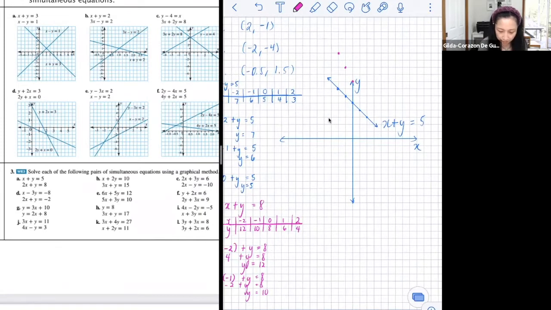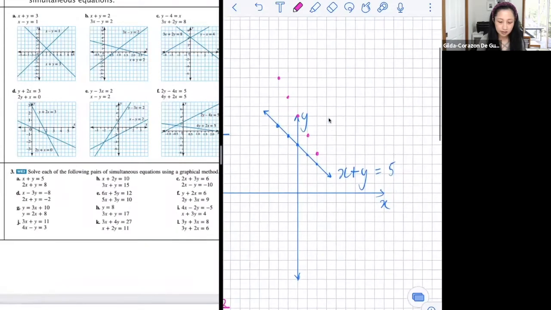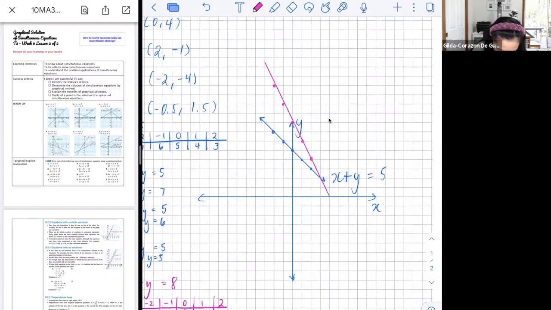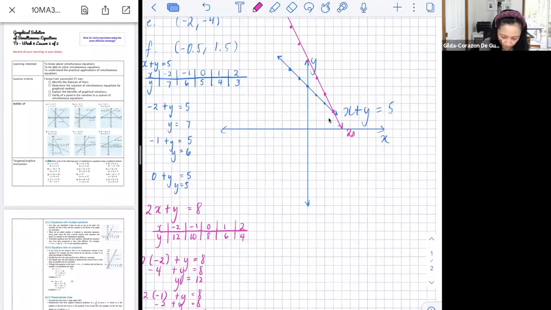And then we have 1, 6, and then 2, 4. Okay, and now you want to draw a line through those points. We would have that. And it looks like this. That's their point of intersection. Let me just label my graph 2x plus y equals 8.